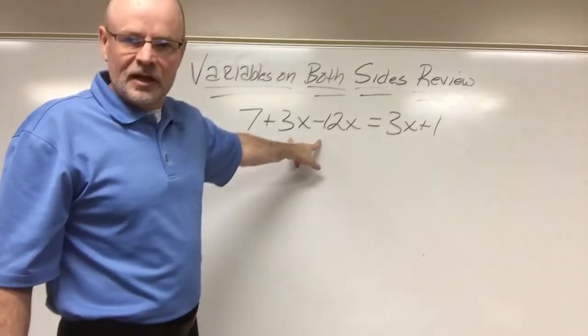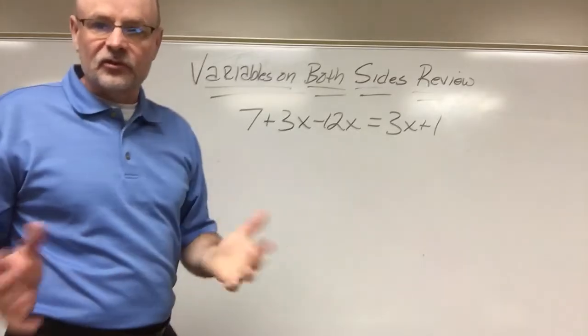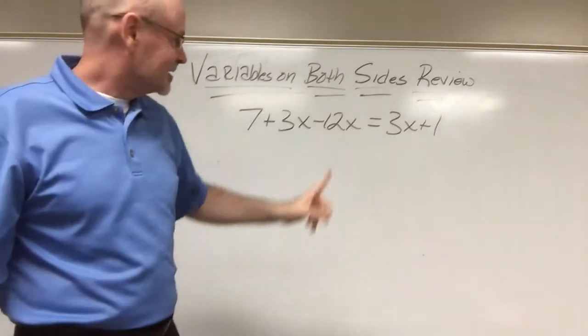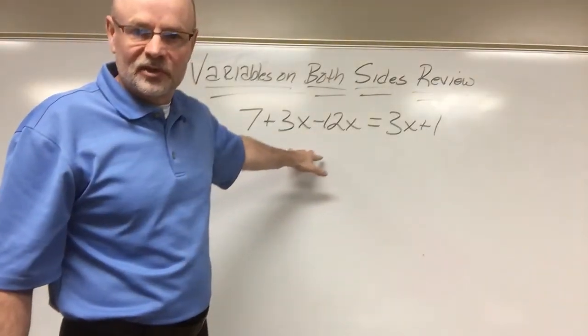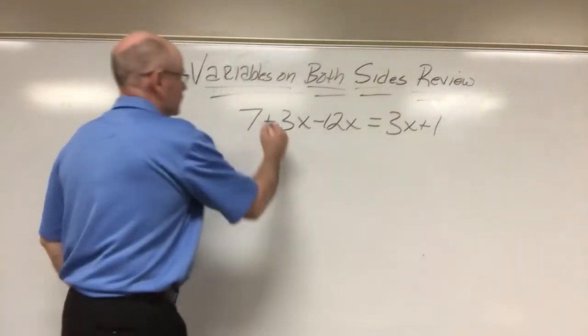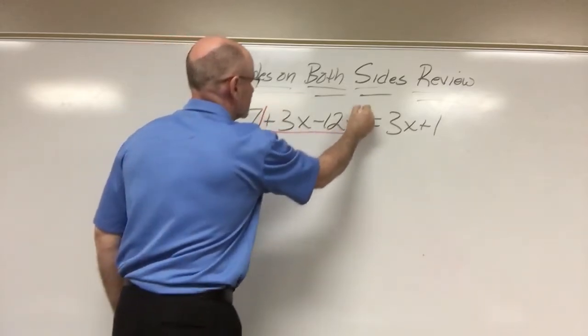But notice, I have two numbers with the variable x. I can combine those because they're like terms. They have the same variable and they have the same exponent. In this case, it's an understood 1. So I can combine these two x terms on this side of the equation. That's what I'm going to do first. And I want to be careful to include that sign that's in front there.